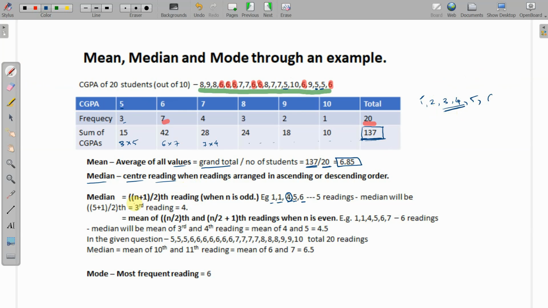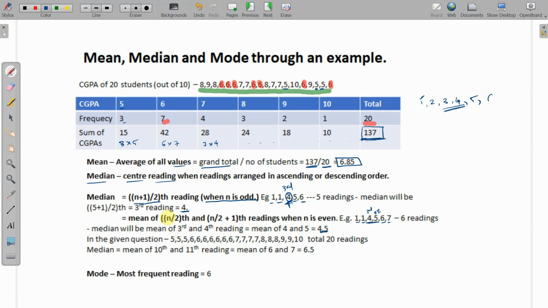The median could be the n plus 1 by 2th reading when n is odd. An example over here: the median here is the 3rd reading, and that is equal to 4. So that's the median. Whereas if the number of readings is even, 1, 1, 4, 5, 6, 7, there are 6 readings, the median would be equal to the mean of the 3rd and 4th reading. So the 3rd reading is this and the 4th reading is this. Their average of 4 and 5 is 4.5.